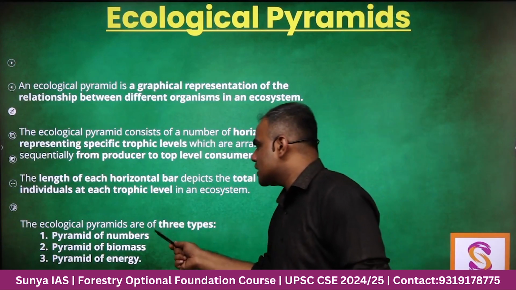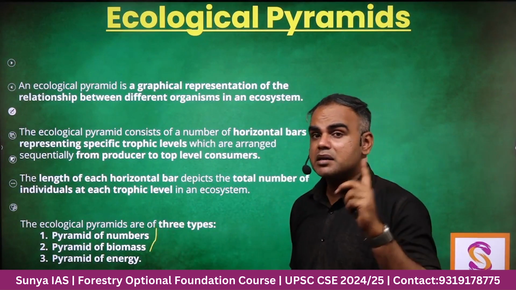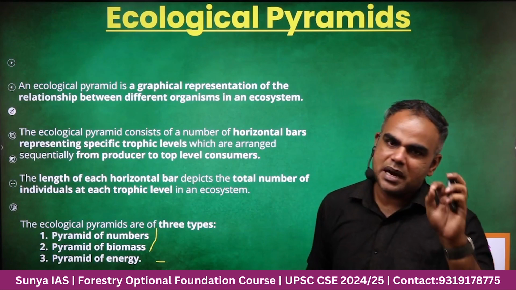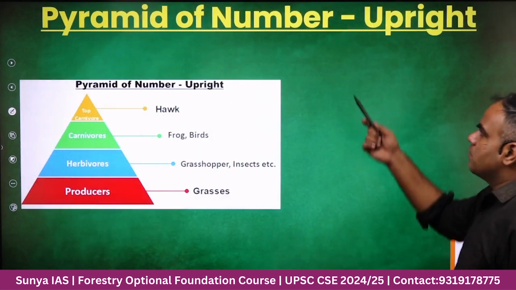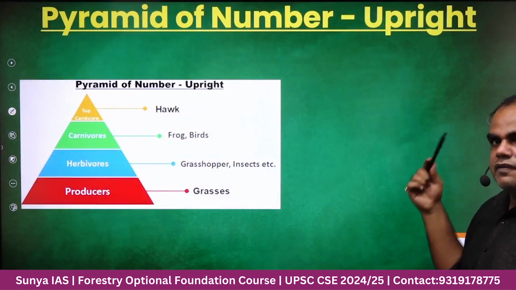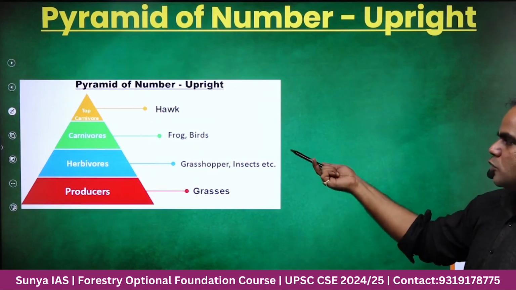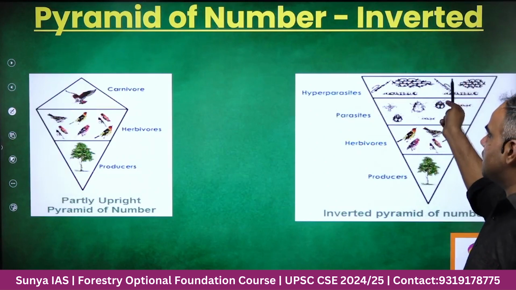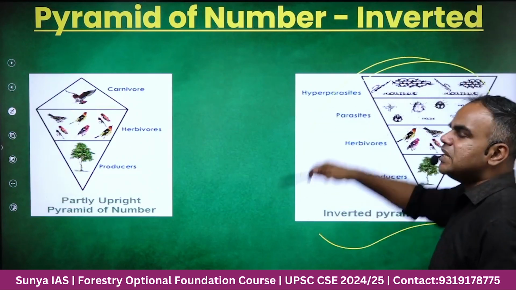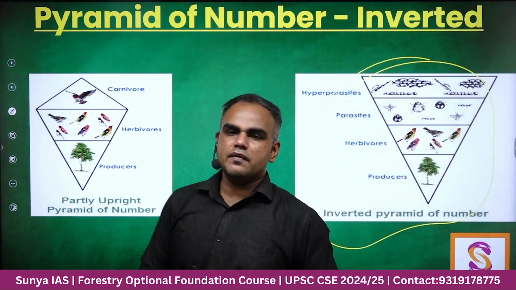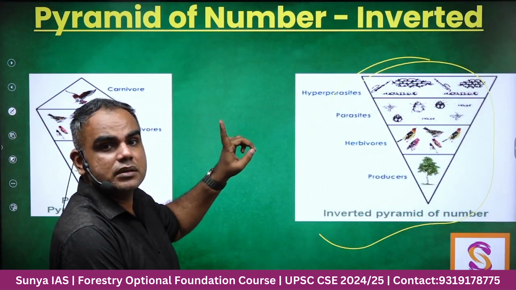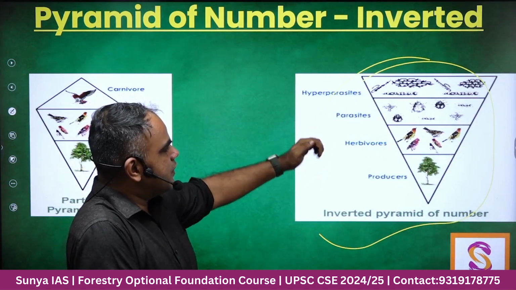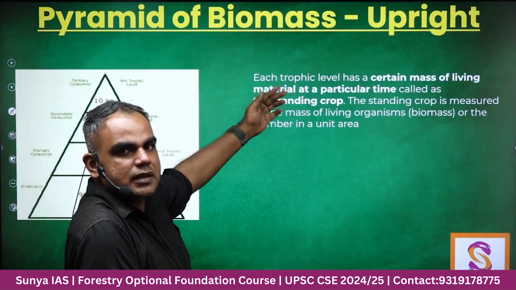Pyramid of numbers and biomass are both upright and inverted, but pyramid of energy is only upright, it is unidirectional. Pyramid of numbers upright is the general, and again, if possible, draw a diagram here. Grasses, grasshoppers, producers, herbivore, this is how the arrangement is there, but this can also be inverted. So, let's say, a tree can be a case of inverted pyramid of numbers. So you have one tree, on that you have herbivores, parasites, and hyperparasites.